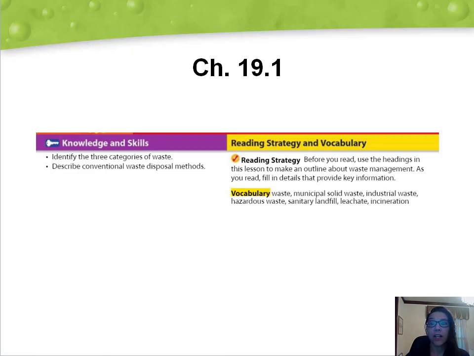Just like we start out every section, we are going to look at what it is that we should be able to know or answer at the end of the section. So we should be able to identify the 3 categories of waste, and then we should be able to describe conventional waste disposal methods. Go ahead and turn in your workbook to 19.1 and complete the vocabulary, which is waste, municipal solid waste, industrial waste, hazardous waste, sanitary landfill, leachate, and incineration.